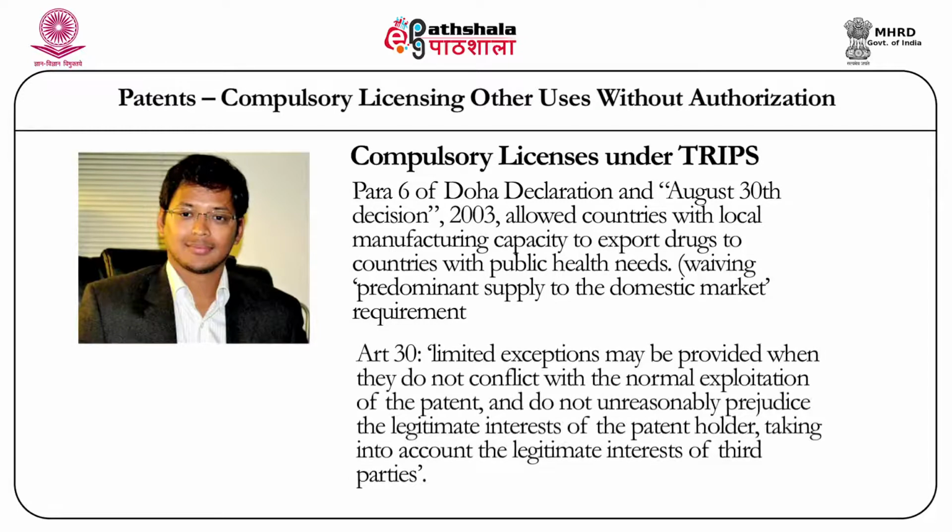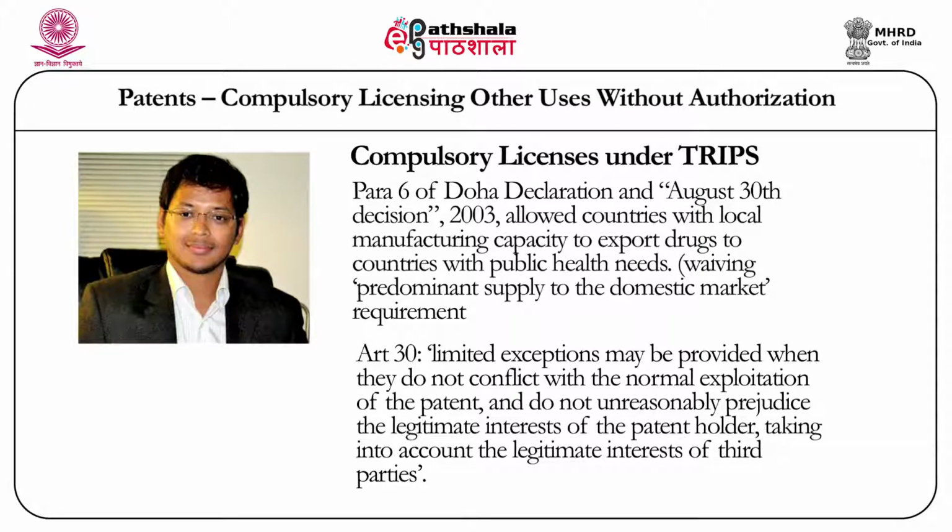Article 30 states that limited exceptions may be provided when they do not conflict with normal exploitation of the patent and do not unreasonably prejudice the legitimate interests of the patent holder, taking into account the legitimate interests of third parties. This has been recognized as a source of two types of exceptions: experimental use exceptions and Bolar exemptions. Experimental use exceptions under this provision enable experimental use with registered patents and allow implementing countries to encourage the understanding and absorption of underlying technologies.